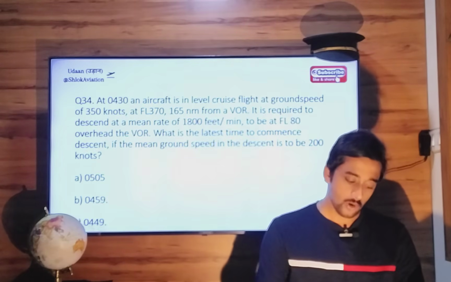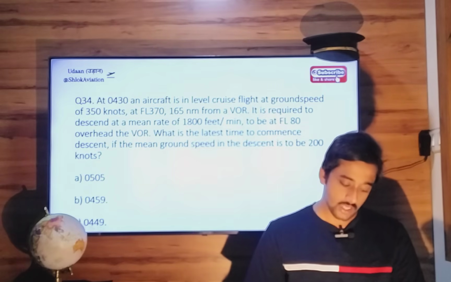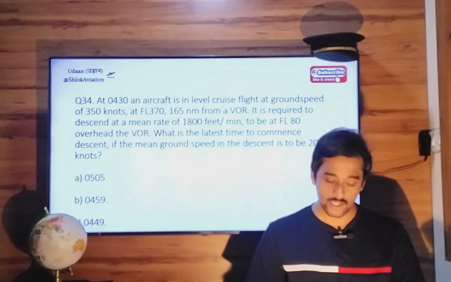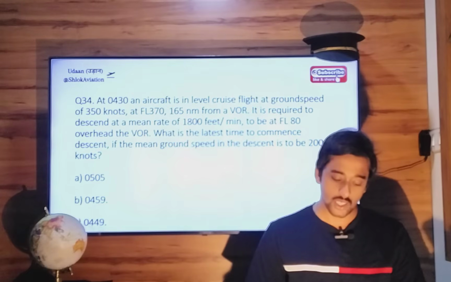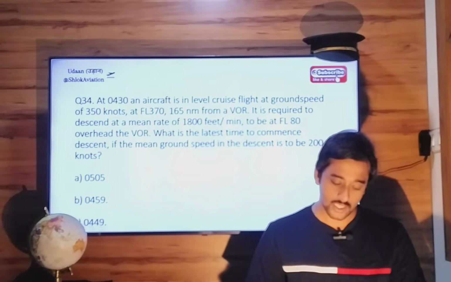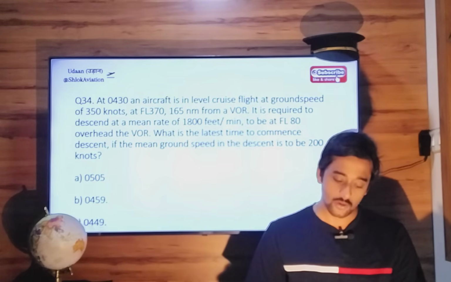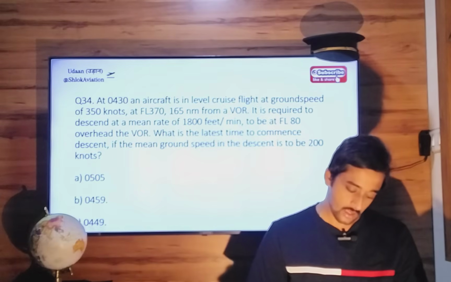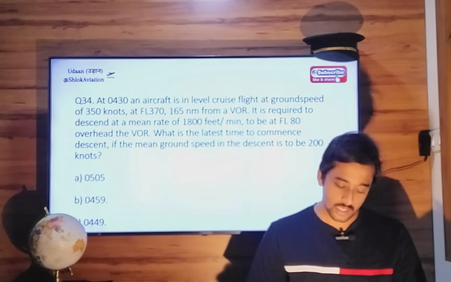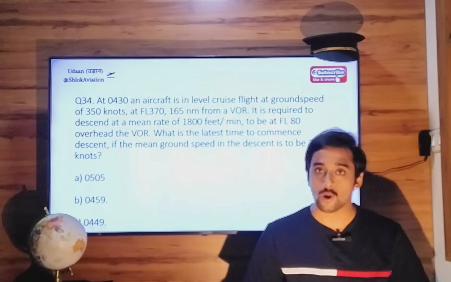Next. At 0430, aircraft is in level cruise flight. Ground speed 350 knots. Flight level 370. 165 miles away from a VOR. It is required to descend at a mean rate of descent 1800 feet per minute to go down to flight level 80. What is the latest time to commence descent if the ground speed in the descent is 200 knots?